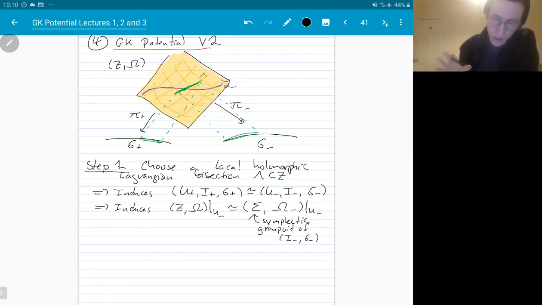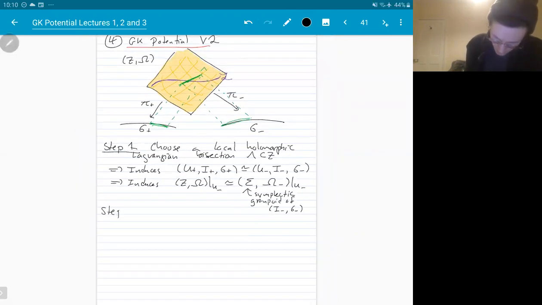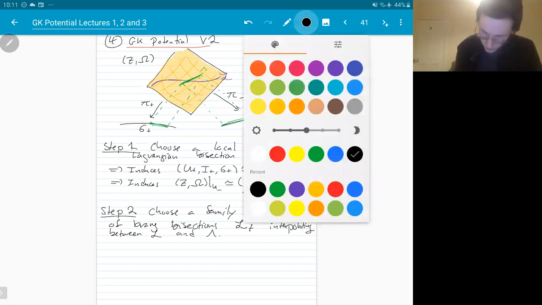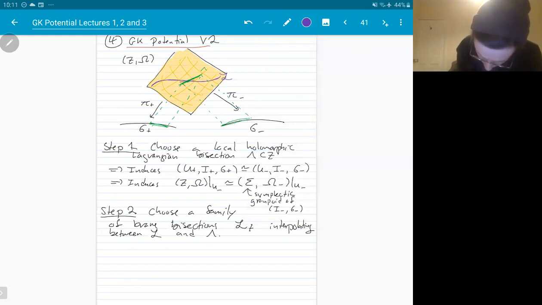So this is like a Darboux chart. If we were working on the cotangent bundle, it would be a Darboux chart. But in this case, the chart is like a groupoid chart. Okay, then for the second step, we choose a family of brane bisections, L_t, interpolating between L and this holomorphic one. So we choose a family that goes between them.